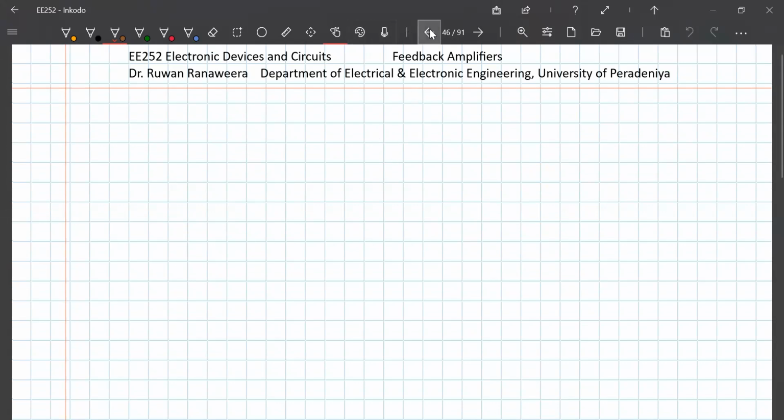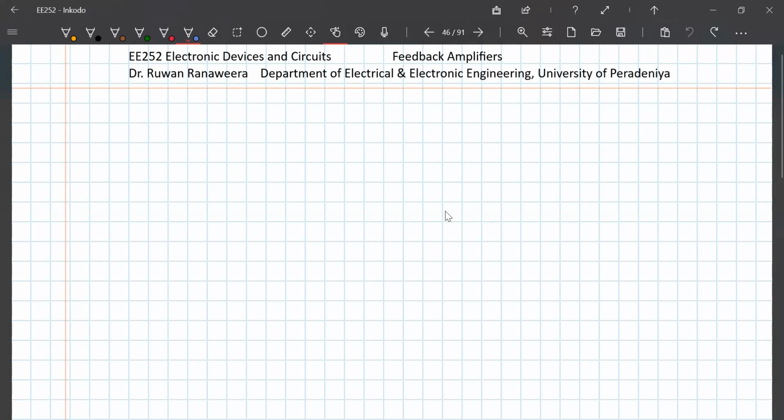So now, since this feedback concept is not just valid for electrical quantities, voltages and currents, this is valid for any engineering quantity, like it could be the displacement, it could be the velocity, it could be the force, it could be anything, right? It can be any physical quantity, not just voltage and current. So therefore, this feedback concept is way more general than just for voltages and currents.